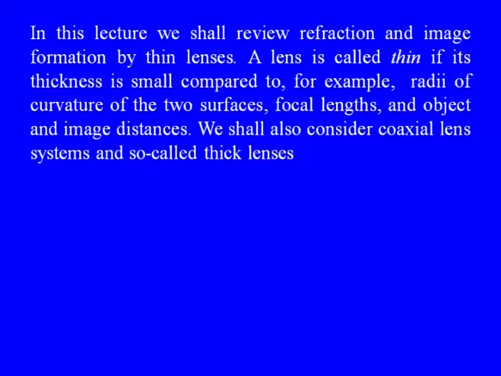A lens is called thin if the thickness is small compared to, for example, the radii of curvature of the two surfaces, focal lengths, and image and object distances. We shall also consider coaxial lens systems and so called thick lenses.